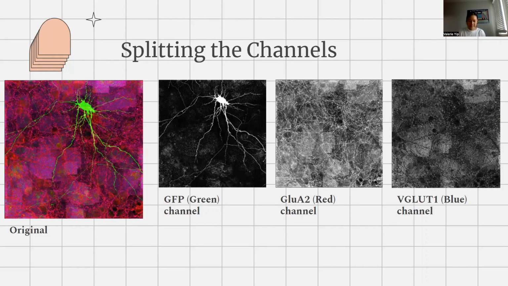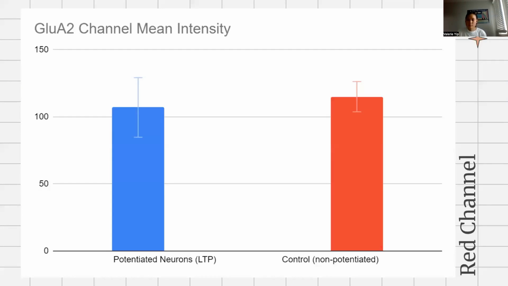As I mentioned earlier, after splitting the channels, the program would calculate the mean intensity for the VGLUT1 and GLUA2 channels, so the blue and red channels. This was done for 49 images of neurons in total, 32 of which were potentiated and 17 of which were part of the control, or non-potentiated, group. So let's move on to our results now.